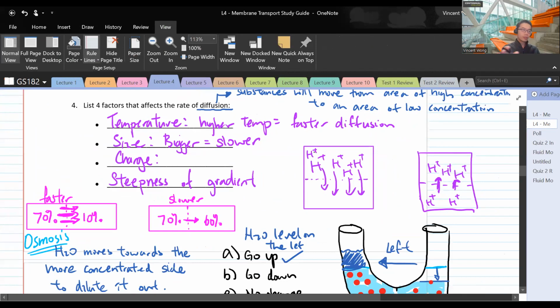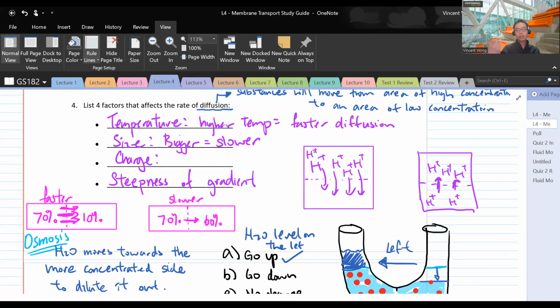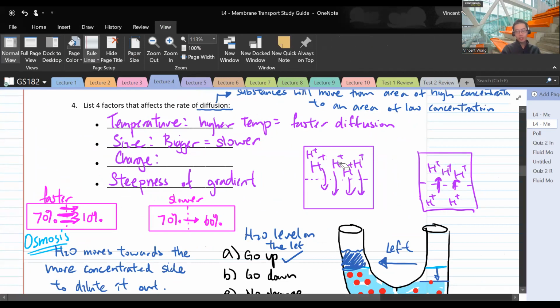Do you understand like charges repel each other? Okay, so if you have a bunch of positive charges over here, they will push each other away, yes? Right, because they are like charges, and they don't like to be close to each other, so they will push each other away, and that pushing force will speed up diffusion at the beginning. Is that part okay? Okay, thank you.